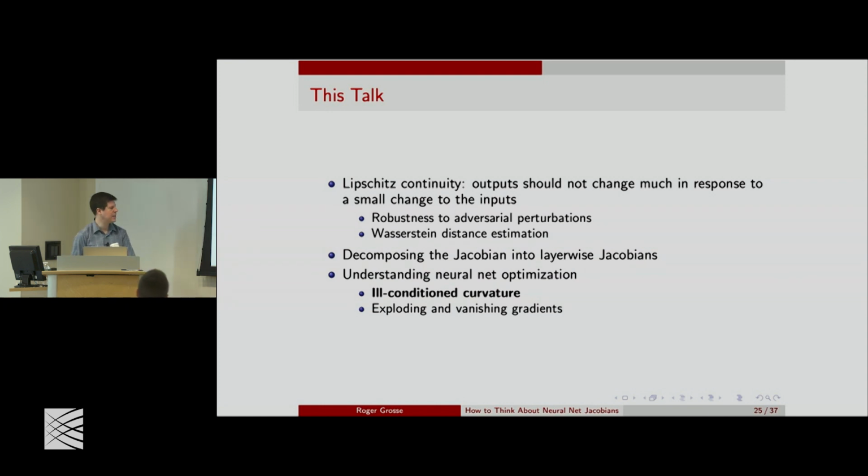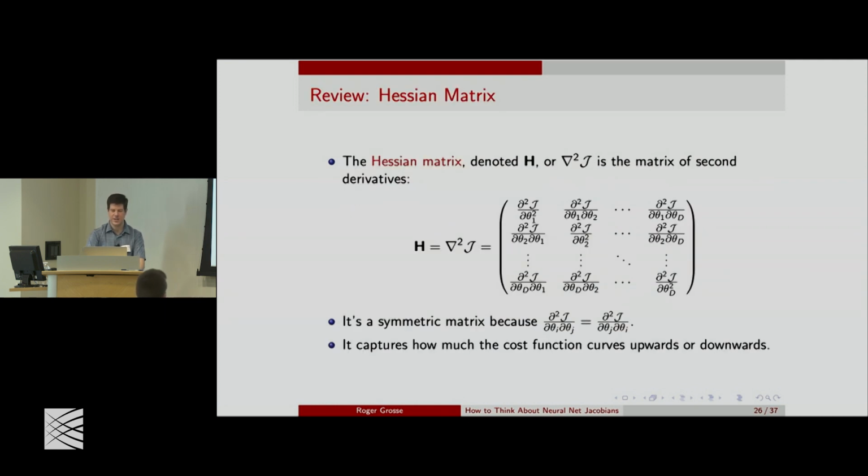And it looks like I'll only have time to talk about one more topic, and that's what the Jacobian tells us about how the curvature affects neural net optimization. The relevant quantity here is the Hessian matrix. That's the matrix that tells you how much the cost function curves upwards in various directions. The quadratic form defined by the Hessian matrix tells you the local curvature. It's a symmetric matrix because the partial derivatives are symmetric.